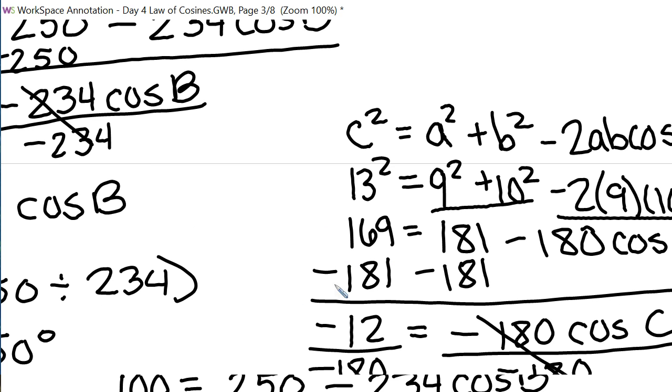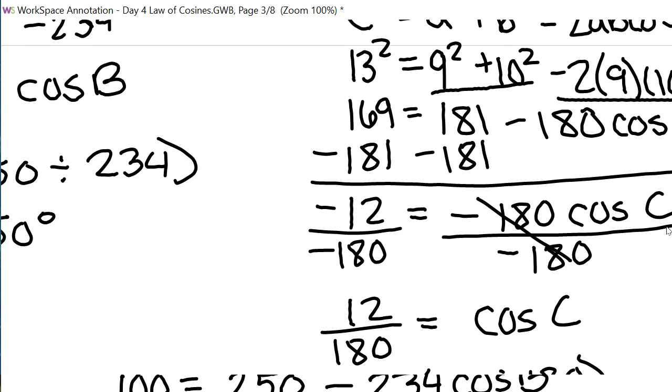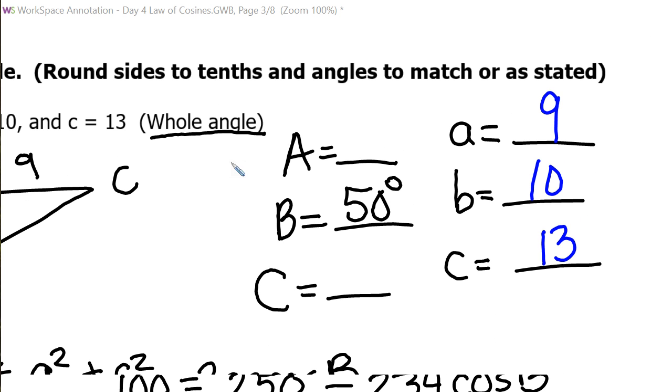And this is another arc cosine value. And a negative divided by negative becomes positive. So make sure in the calculator you do second cosine, and inside the parentheses you need 12 divided by 180. And what is angle C to the nearest whole degree? 86 degrees. So was that one actually obtuse? No, that one was actually acute. So angle C is 86 degrees.